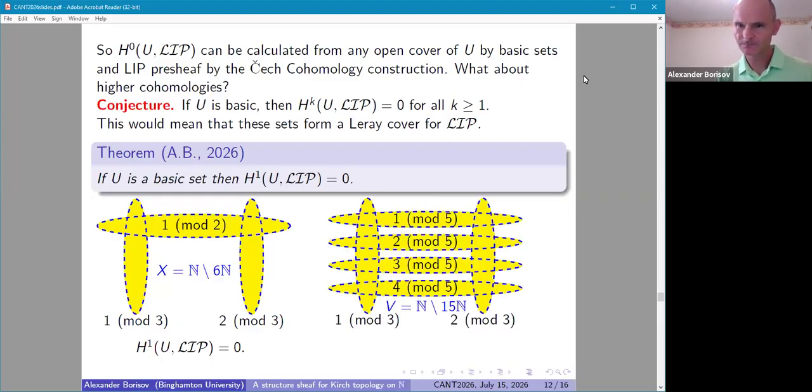Now, here's a different animal, N without 15N. It's a union of 6 basic sets, 1 mod 3 and 2 mod 3, and 1, 2, 3, or 4 mod 5. And look, this seems to have an H1, and indeed, H1 is not 0, exactly for the reason you would expect while looking at this picture. I don't have a good feeling of this, I just know it's large because it's easy to get non-trivial elements.